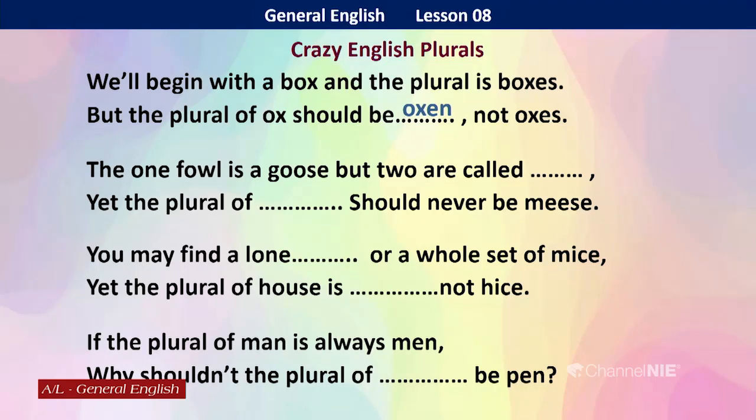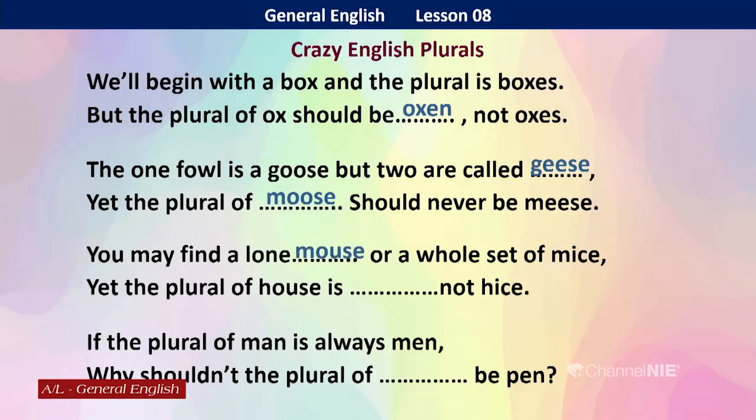The one fowl is a goose, but two are called not gooses. What is the word? Geese. Goose, the plural is geese, internal vowel change. Yet the plural of moose should never be meese. The plural of moose should never be meese, right?